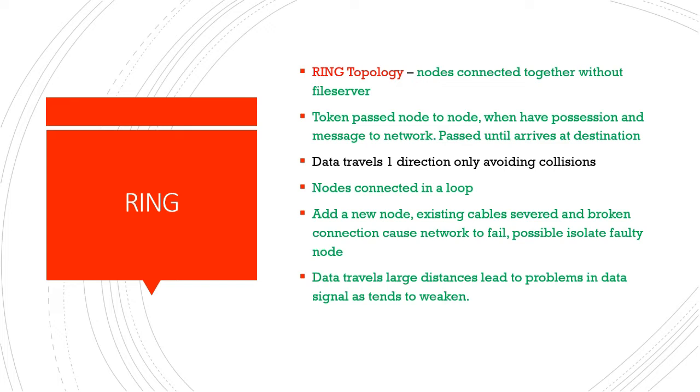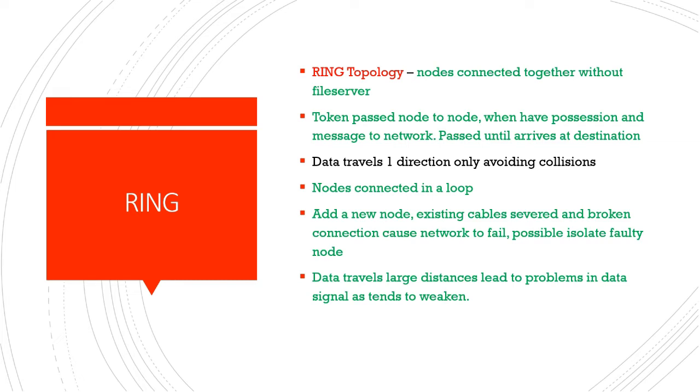The token, or your information, will be passed from node to node, or computer to computer, and whenever a node has possession, it will send the message to the network, and it will be passed along each node until it eventually arrives at its final destination, the node it was intended for. So data will travel in one direction only, meaning it will avoid collisions. Nodes are connected in a loop.